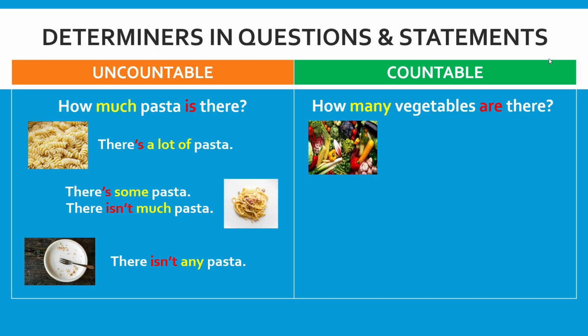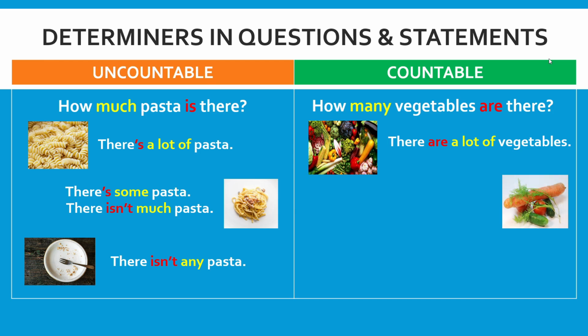It is totally opposite to the way you use it in uncountable. Say, if you have vegetables in a very large quantity, how do you say it? You can also use a lot of, but you need to use are because vegetables are countable. So when it's more than one, automatically we use the verb to be are.